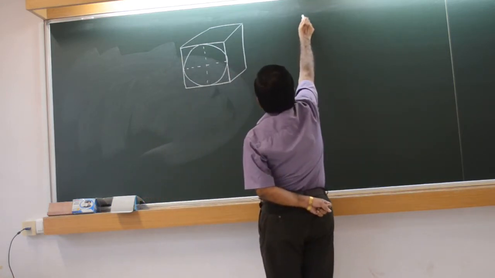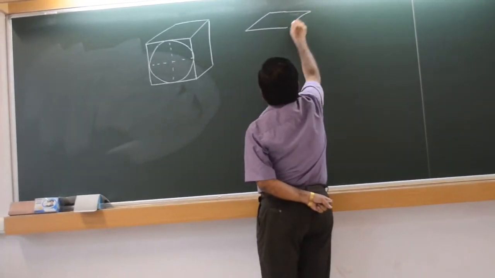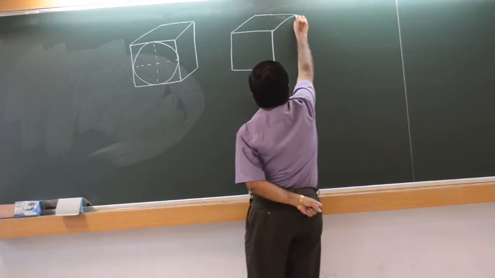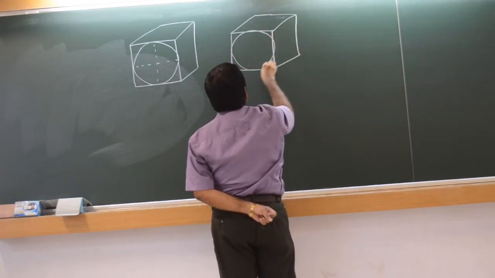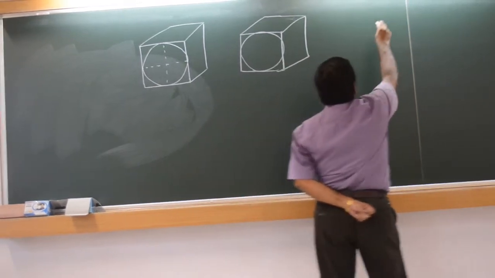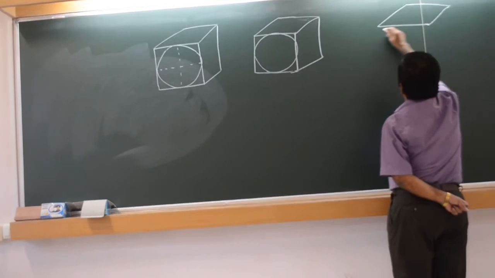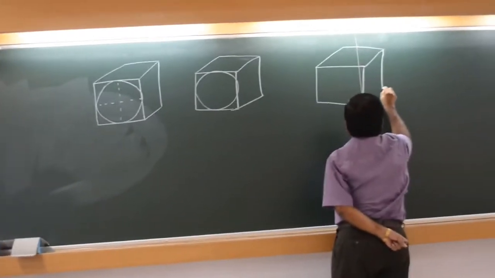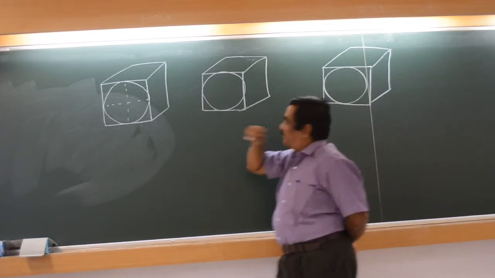Similarly, you draw another figure like that. A cube or a square, whatever you like to draw, you draw it. A circle inside. Then you draw another cube. A circle. So 3 figures I have drawn.